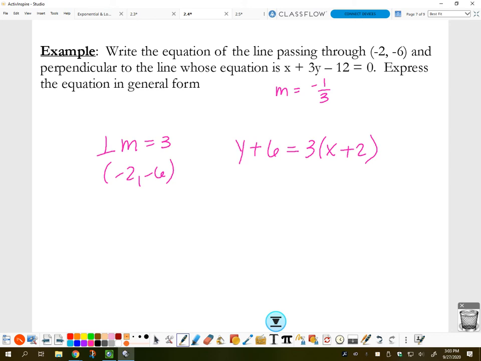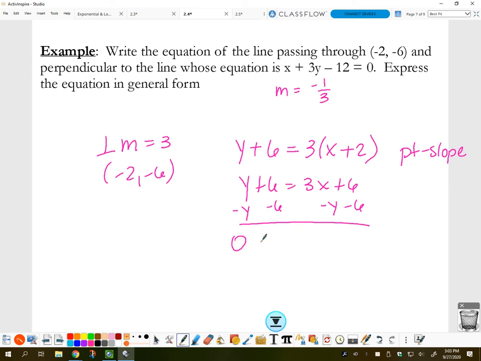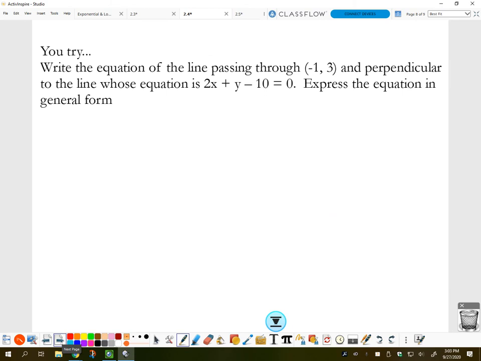Alright, so to get to general form from point slope, we still have to distribute, but we want everything on the same side equal to 0. And I still prefer that x is positive, so I'm going to move these over here. So I'm going to subtract y and subtract 6. So we have 3x minus y, and those 6's cancel out. So that is our general form. Alright, pause, try it, play, and see how you did.